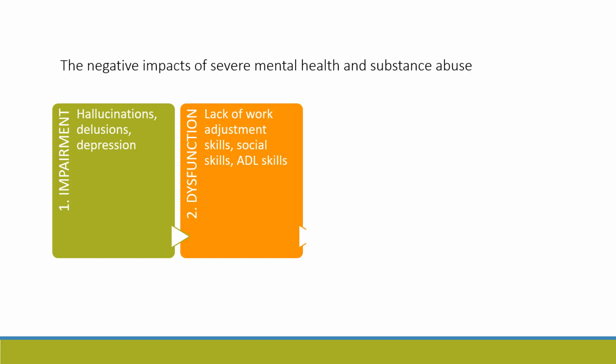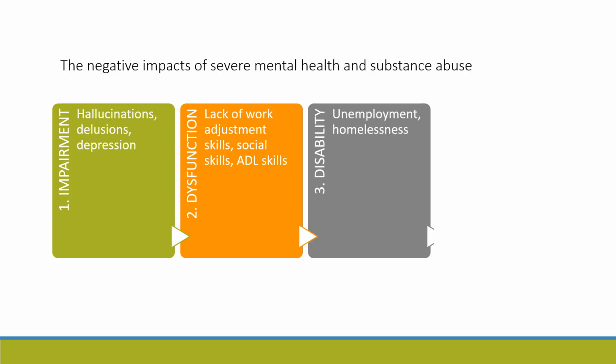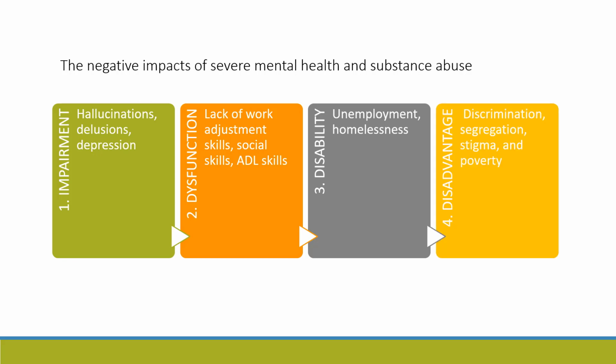Stage 2, dysfunction, occurs when a person displays any restriction or lack of ability to perform an activity within the range considered normal for that human being. Stage 3, disability, is defined as any restriction or lack of ability to perform a role in the manner or within the range considered normal for that human being. The final stage, disadvantage, is defined as a lack of opportunity for an individual that limits or prevents the performance of an activity considered normal for that individual, considering sex, age, social, and cultural factors.